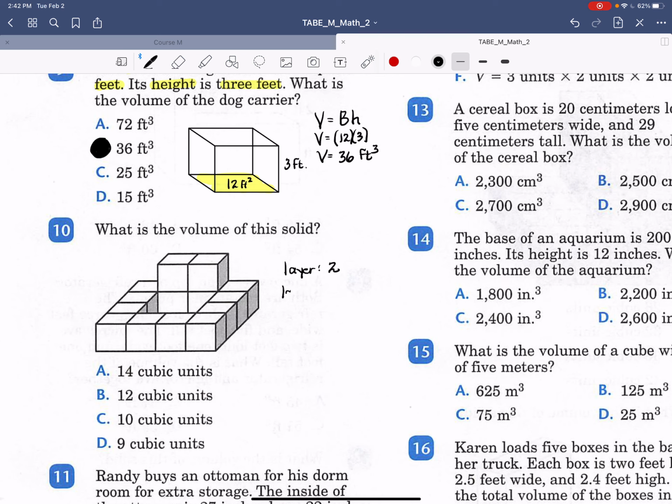And on the bottom layer, count those. I've got 1, 2, 3, 4, 5, 6, 7, 8, 9, 10, 11, 12. So there are 12 under there. So when you put all of those together, 12 and 2, you get how many? 14 cubic units. So you could build this one with sugar cubes also. There's 12, 13, 14.